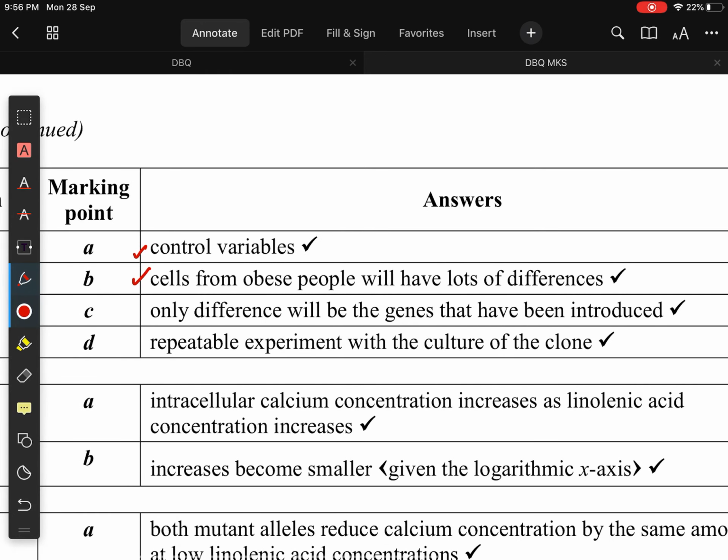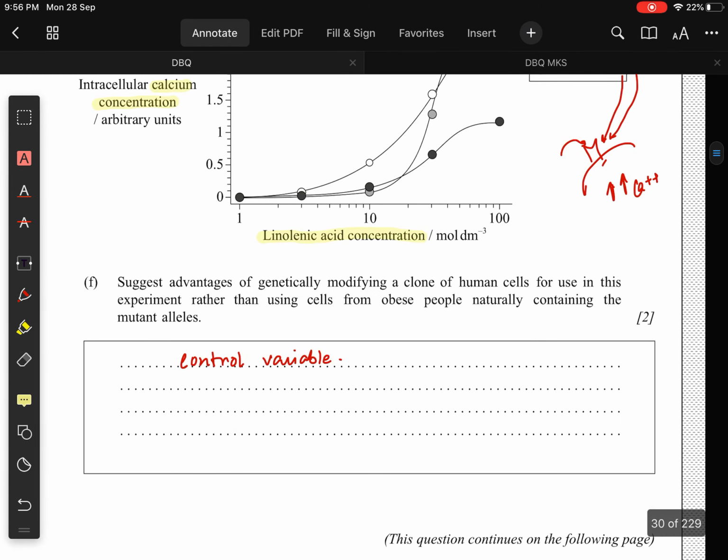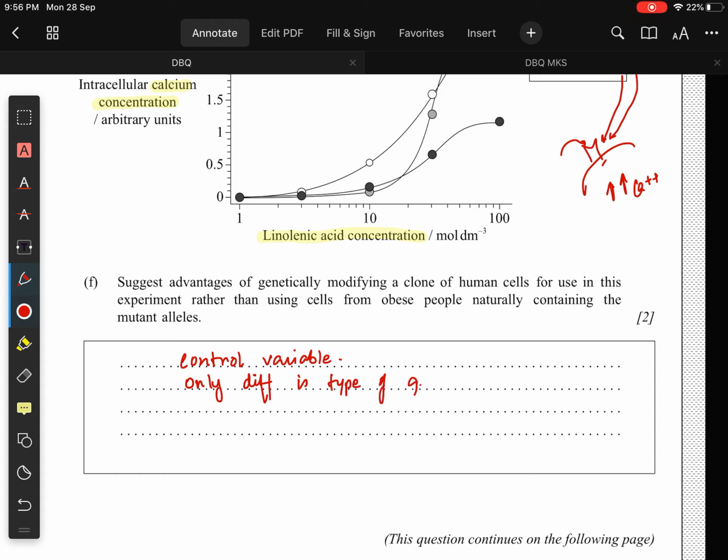The only difference will be genes. Because we can do the repetitions, the only difference we can control is the type of genes. So you can take wild type, or you can take mutated type 1, or you can take mutated type 2, and it is very easy to repeat the experiment.